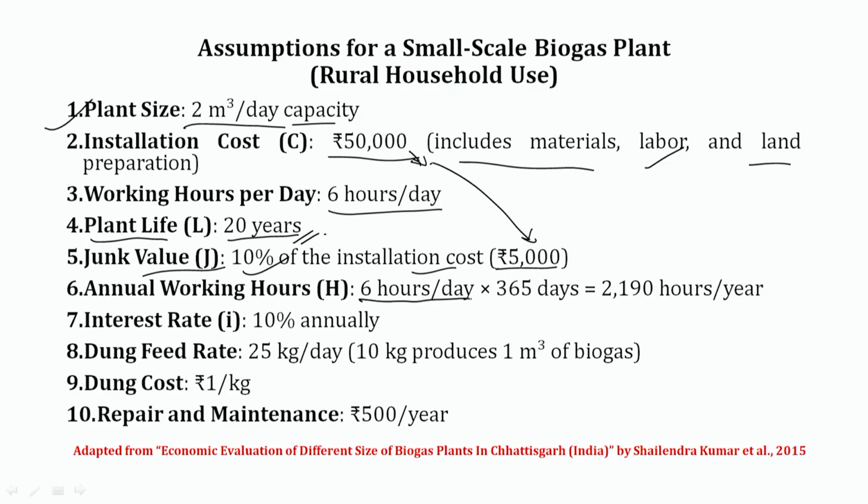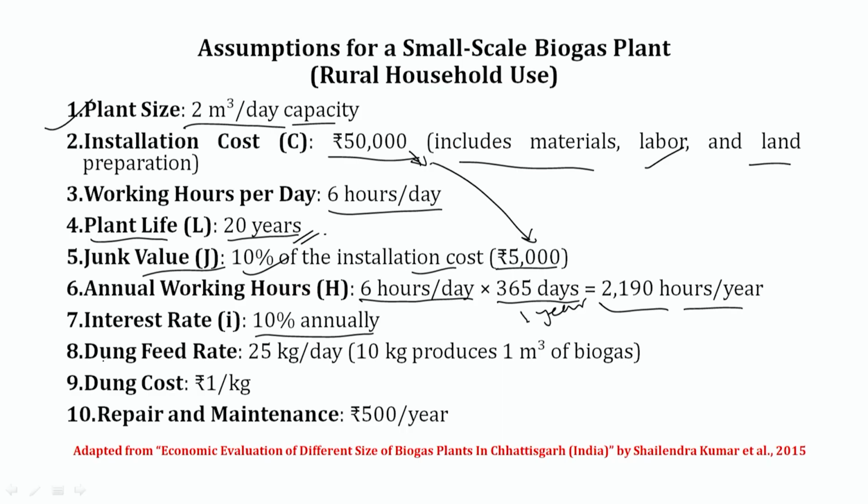And thereafter, what will be the annual working hours? That's 6 hours daily and 365 days in a year. So in a year there are 365 days, and 6 hours daily we are working. So we can assume 2190 hours per year will be the annual working hours. The interest rate is just 10% annually.